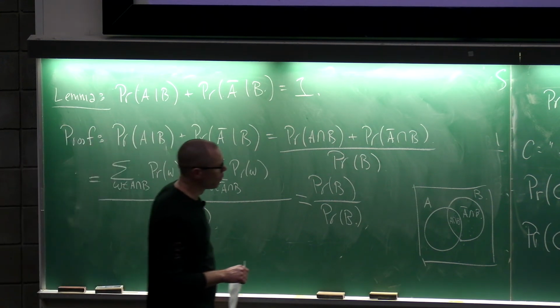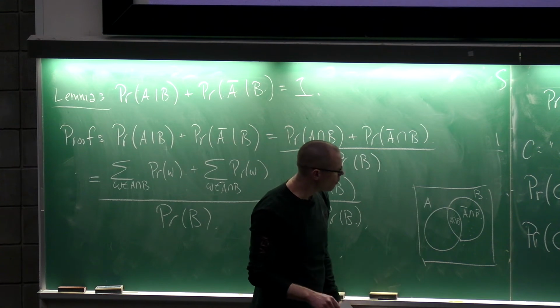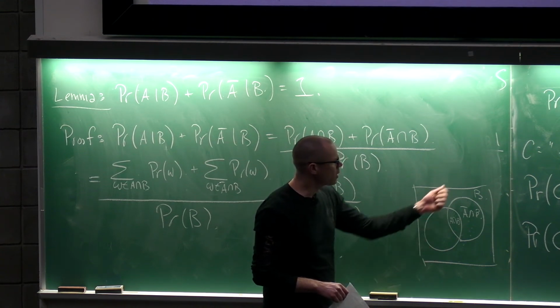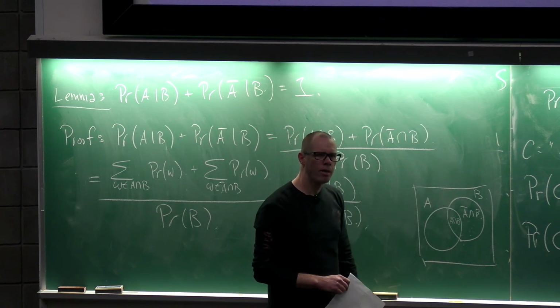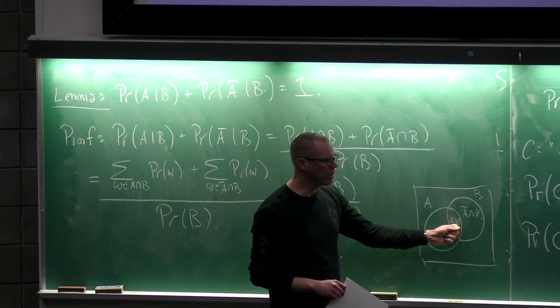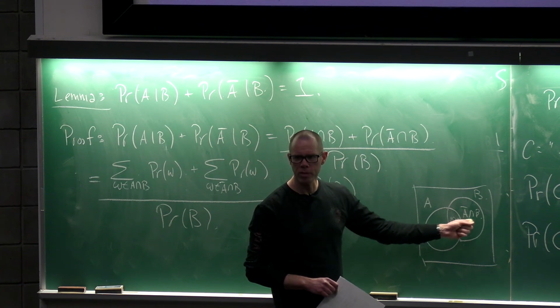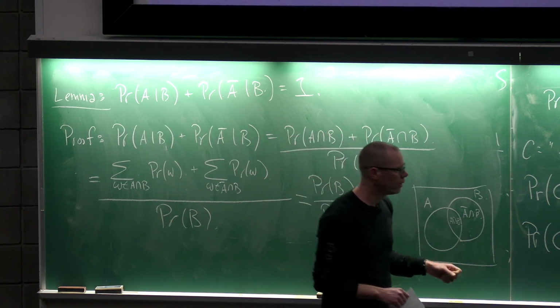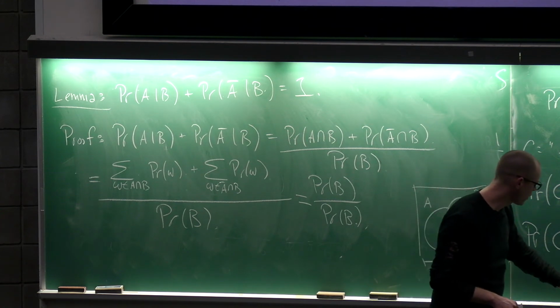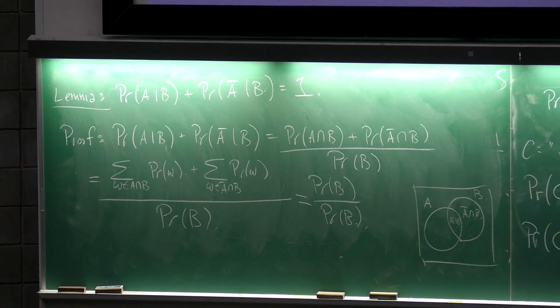Or if you prefer the intuitive version, I do the experiment until B happens, and then either A happens or A doesn't happen, but those two probabilities have to add up to 1 because they're mutually exclusive. Okay, so now comes the surprise.